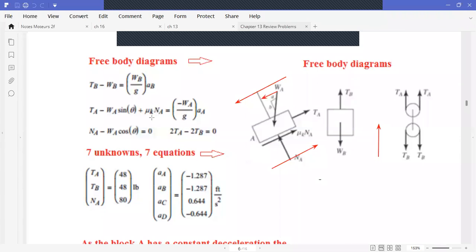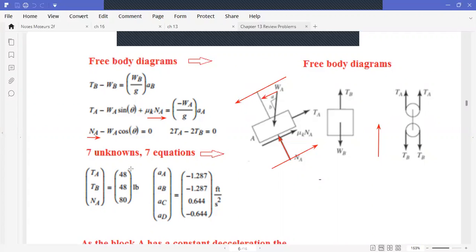Now, how to find NA? To be able to find NA, which relation do we apply? How to find NA, the normal reaction here? What should we sum along Y? We sum along Y, because along Y there is no motion. Sum of forces along Y, sigma Fy, is equal to 0. So plus NA minus WA cosine theta equals 0. This equation will allow us to calculate NA. Once we have NA, we replace it back here.